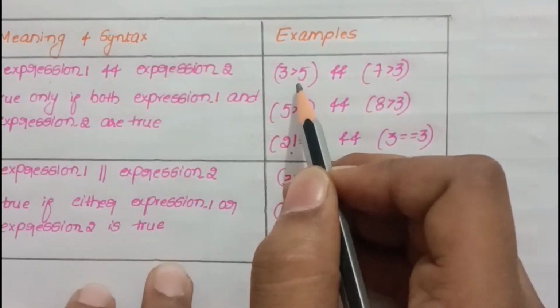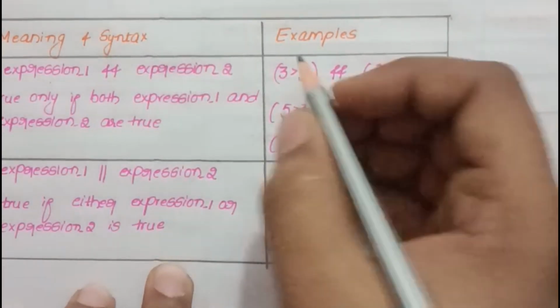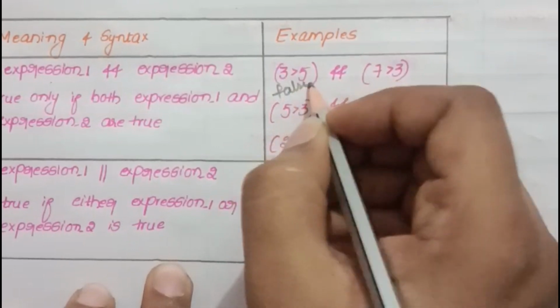3 greater than 5, is that true? No, so it becomes false.